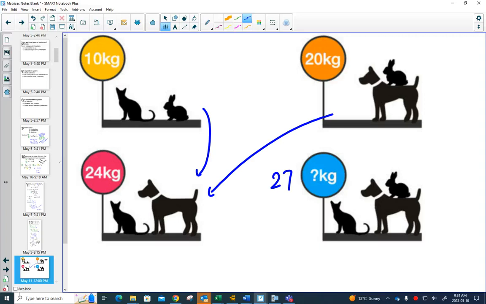Right? Then once I figured out that 27, I could be like, oh, if I take off these 2, that's taking off 20. That means Mr. Cat is 7. And if I take off the dog and the cat, well, that leaves little bunny is 3. And if I take off the cat and the bunny, that leaves the dog as 17.